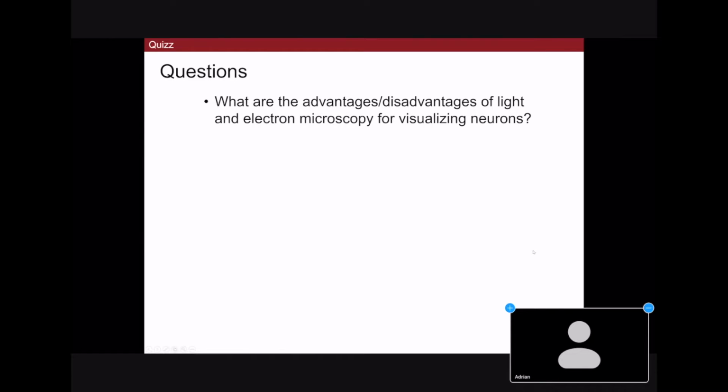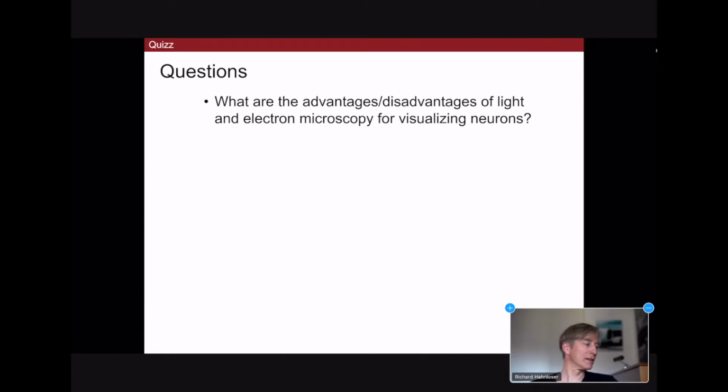So can I say something? Yeah, just go ahead. So one advantage of light microscopy is that we can use proteins like GFP to tag certain populations of neurons or certain parts of the neurons. Well, we cannot do this in electron microscopy, but in electron microscopy we get way finer details on the structure of everything.